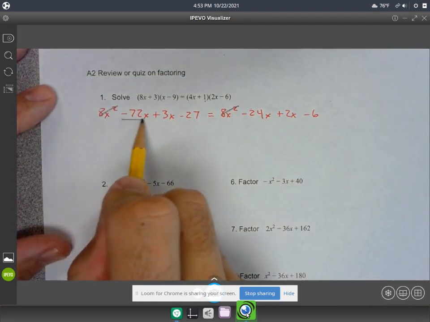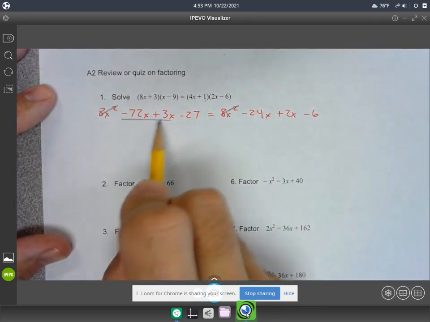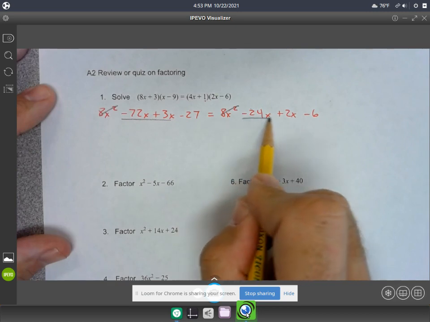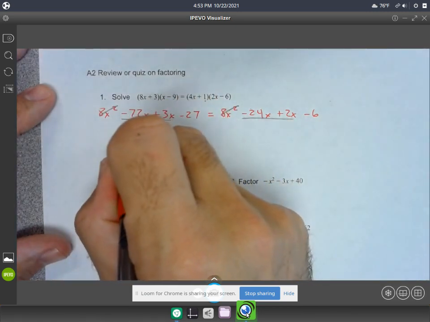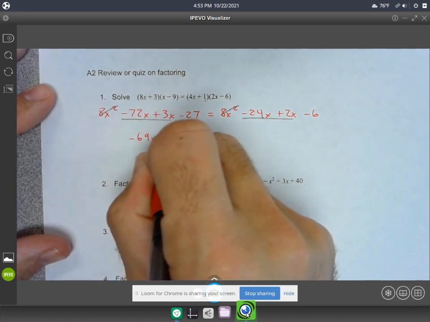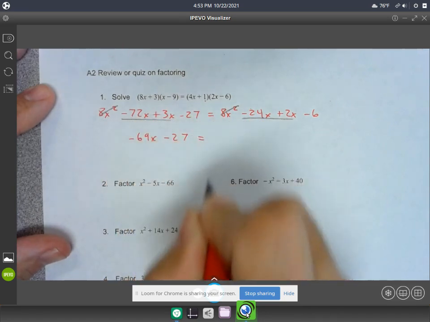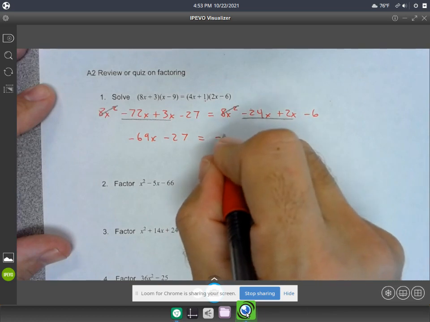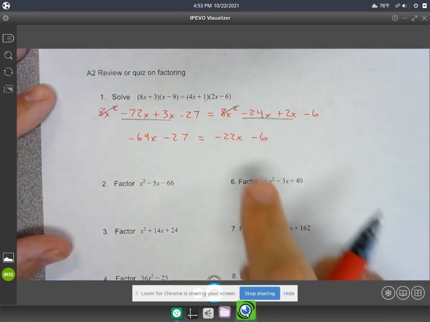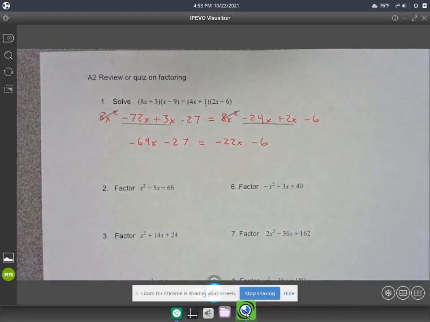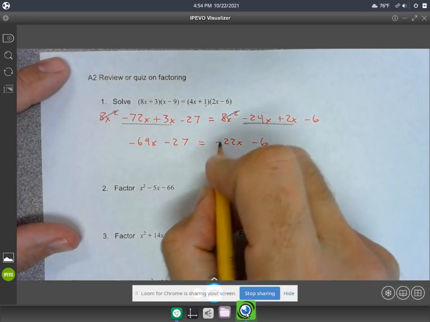And you can combine like terms right here on the left-hand side, and you can combine these terms on the right-hand side. So I get negative 69x minus 27. And I get negative 22x minus 6. And then this is where you just gather all your variables over to one side and your regular numbers over to the other.